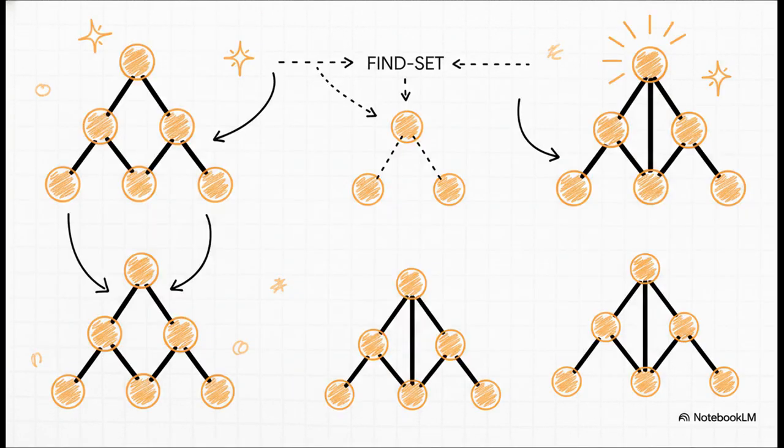Okay, if you thought that was cool, the second trick is even better. It's called path compression. This one happens when you're doing a find set. As you climb up the tree to find the root, on your way back down, you do something absolutely brilliant. You take every single node you just visited and you rewire it to point directly to the root.